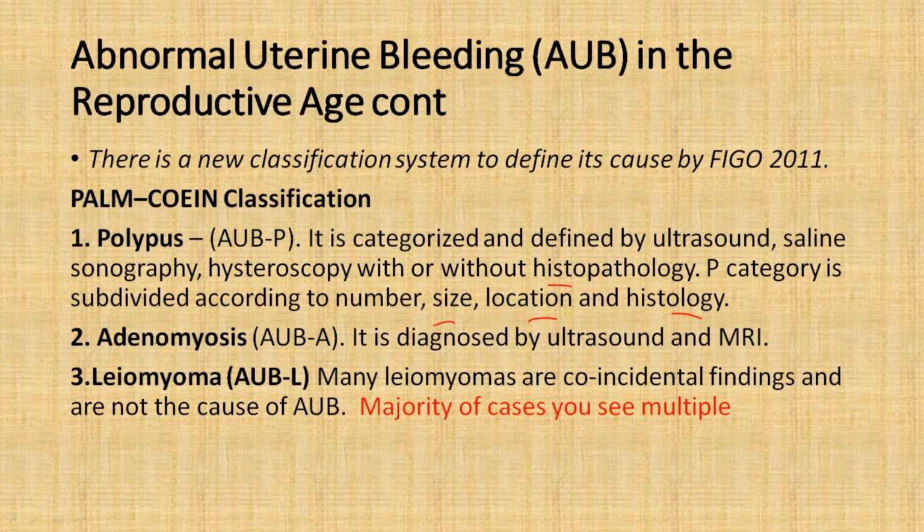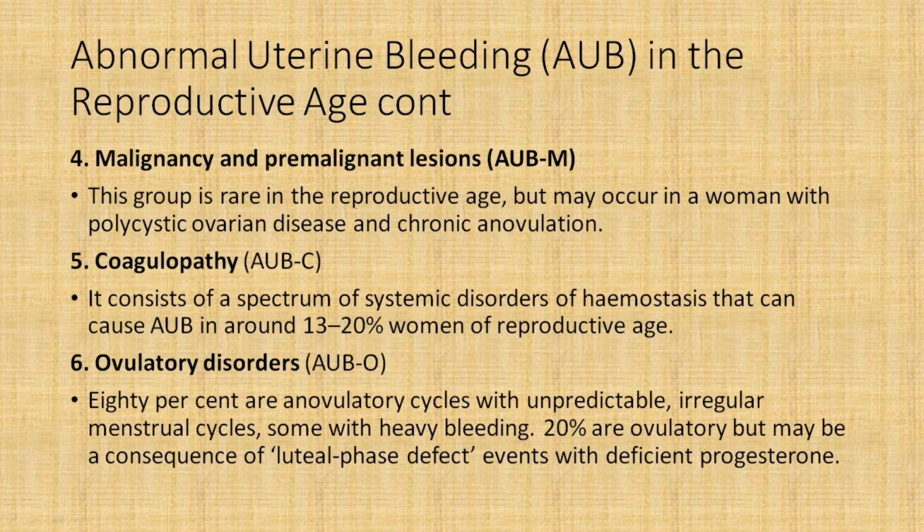We have adenomyosis, which is AUB-A. It is diagnosed by ultrasound and MRI scan. We have leiomyoma, which is AUB-L. Many leiomyomas are coincidental findings and are not the cause of AUB. In the majority of cases, you see multiple leiomyomas. Four is malignancy and premalignant lesions, that's AUB-M. This group is rare in the reproductive age but may occur in women with polycystic ovarian disease and chronic anovulation.